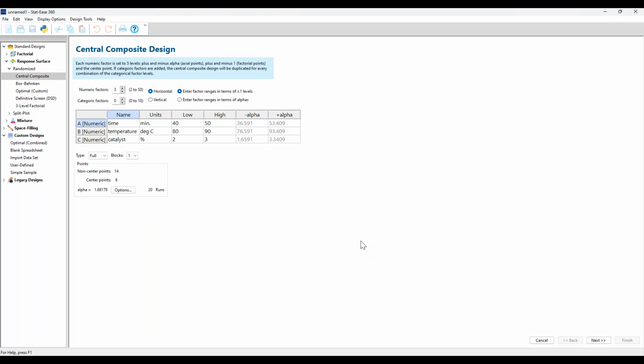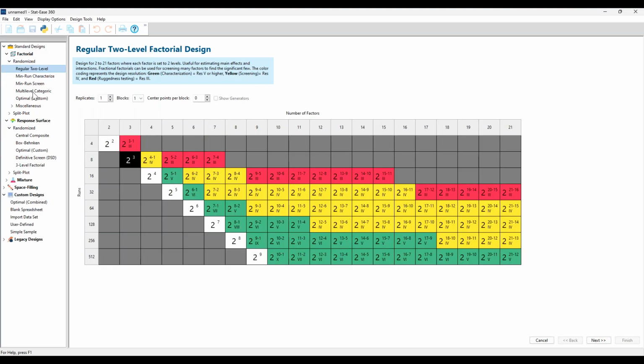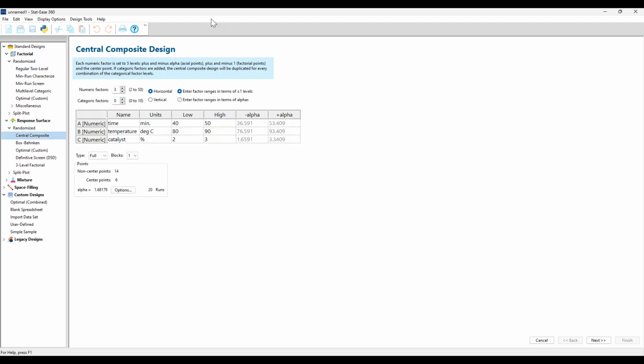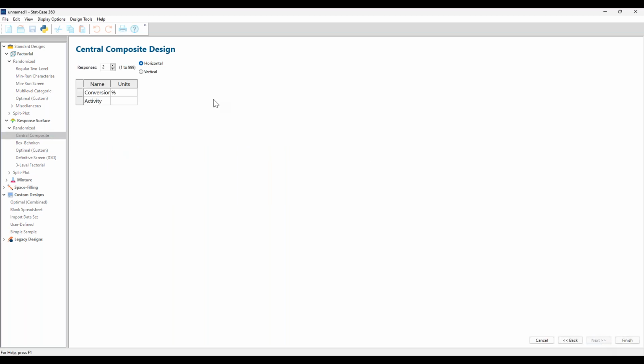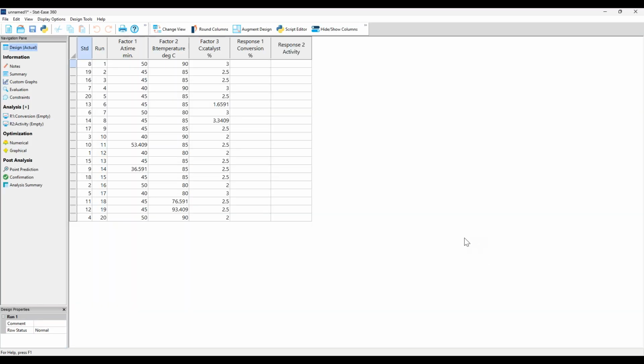On the left-hand side, we're going to do a response surface design. So we're past the factorial designs that we saw before. We're going to come all the way down under response surface. It's a central composite. In here, I have 3 numeric factors: time, temperature, and catalyst. I've already typed that in. We're going to use the default designs when we can, and that's what we're going to do in this case. I have 2 responses this time. In the first example, we only had 1 response, but now we're going to have 2, and I want to be able to satisfy both of these conditions. I will finish the design.